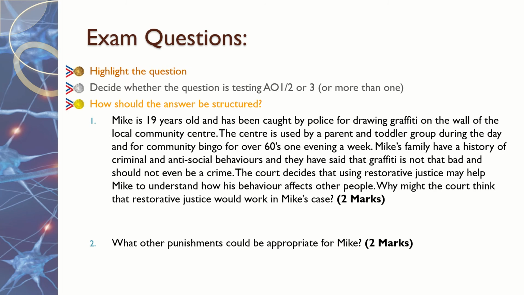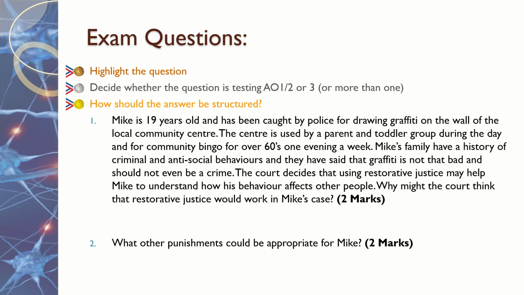Okay, I want you to have a go at these exam questions. What you should do first of all is highlight the question. Then I want you to decide whether the question is testing A1, 2 or 3, and remember it can be more than one. Write that down the side of your booklet. And then how do you think the answers should be structured? So the first one is, why might the court think that restorative justice would work in Mike's case? And the second one is, what other punishment could be appropriate for Mike?